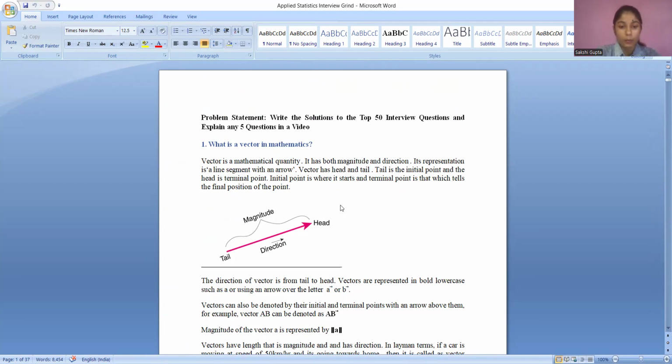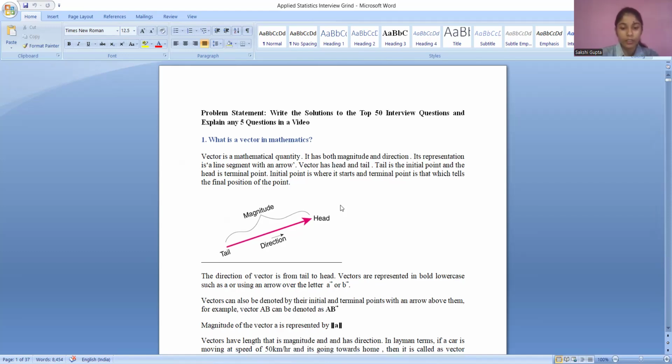A vector in mathematics is a quantity. It has both magnitude and direction. Its representation is a line segment with an arrow. A vector has a head and a tail. The tail is the initial point and the head is the terminal point. The initial point is where it starts and the terminal point tells the final position of the point.